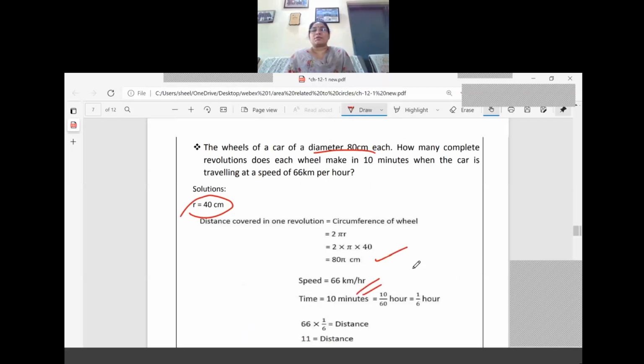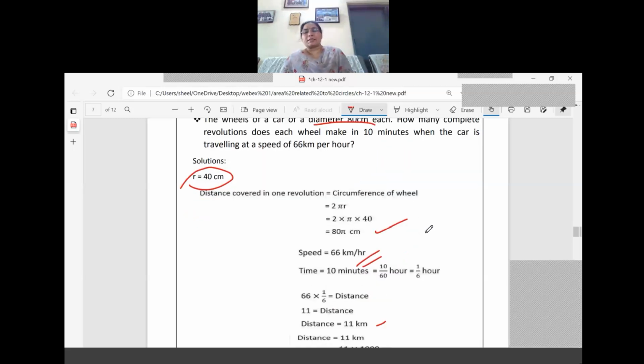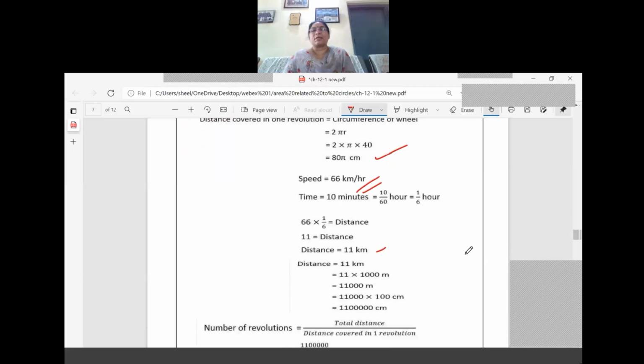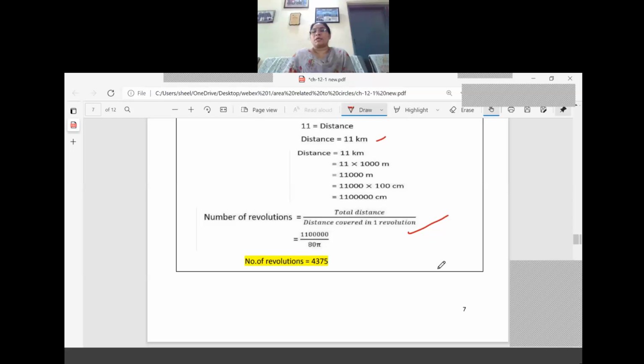So once again, the question: the diameter of the wheel is given, how many complete revolutions is asked, the time is given as 10 minutes, and the speed is given as 66 kilometers per hour. So we made a uniform pattern, everything in kilometers, and our time is in hours also. We calculated distance first by the formula speed into time, then converted into centimeters, then used the number of revolutions formula: total distance by distance covered in one revolution. So the answer is 4375.